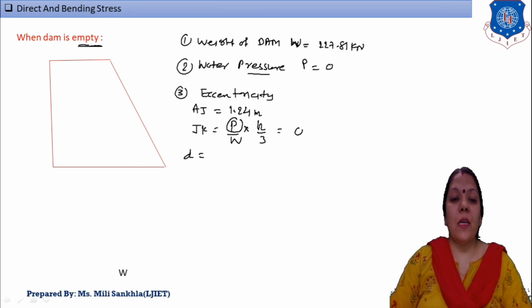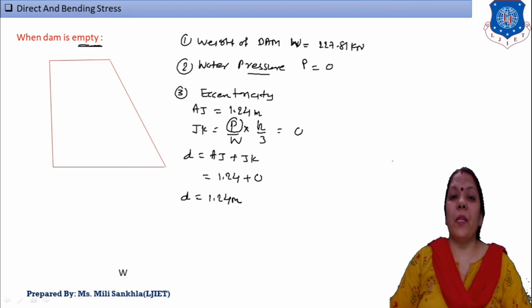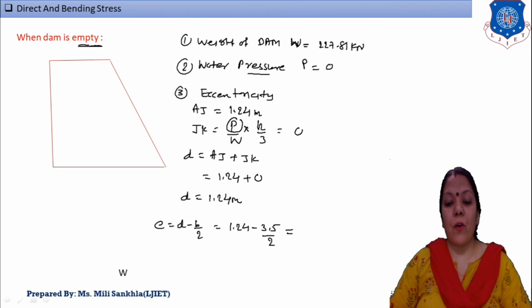Now D is equal to summation of AJ plus JK. That means AJ is given 1.24 and JK is given 0. Now my D is equal to 1.24 meter. Okay, now we find out E. E is equal to D minus B by 2, where D is equal to 1.24 and B is equal to 3.5, so B by 2. Now my answer of this eccentricity E is equal to minus 0.51 meter.